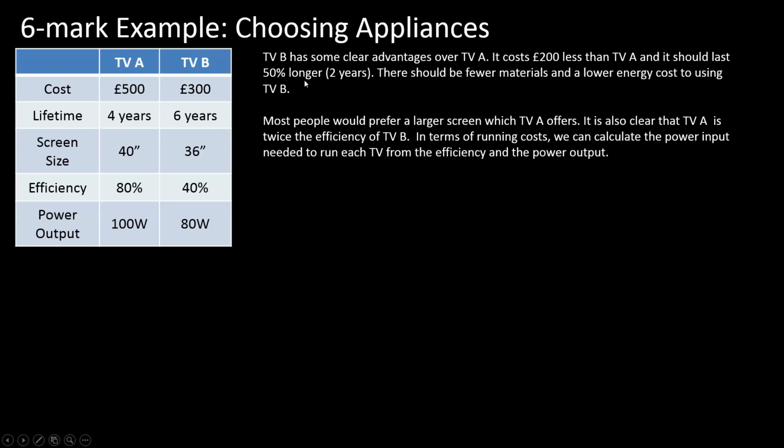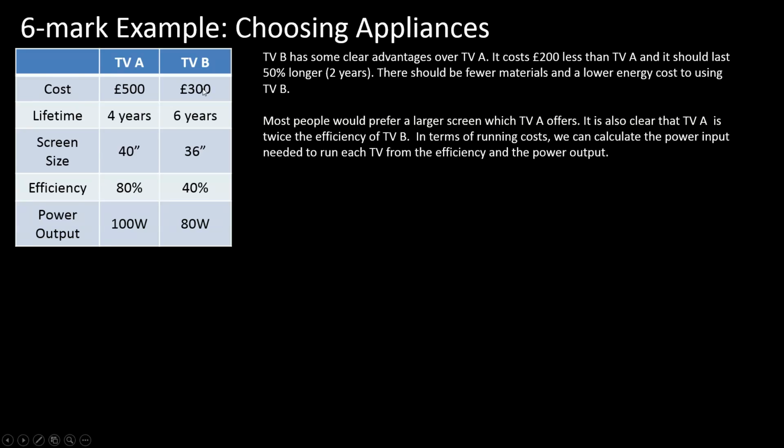If you're not happy about percentage increase and decrease, there's another video that I've done that I'll put the link in here for, and you can go and look at that. And as a result of the fact that TV B is smaller and costs less, there should probably be fewer materials and lower energy cost to using TV B. So in other words, it should have cost less to manufacture.